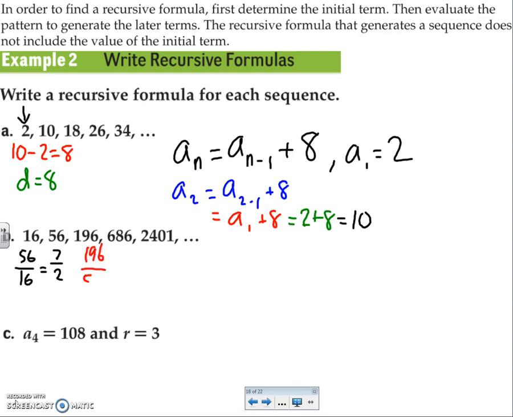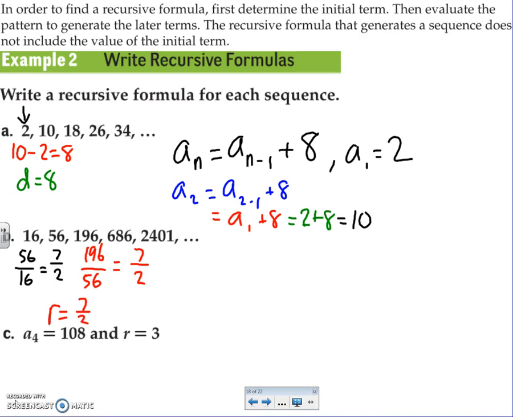196 over 56. If I divide by 28, I also get 7 over 2. So it's the same. I multiply by 7 over 2. 196 times 7 over 2 is 686. Good. 686 times 7 over 2 is 2401. That's good. So this is definitely geometric. We know r equals 7 over 2.